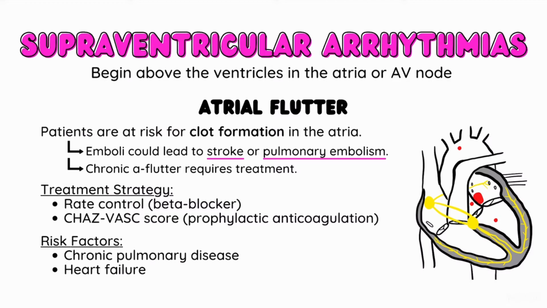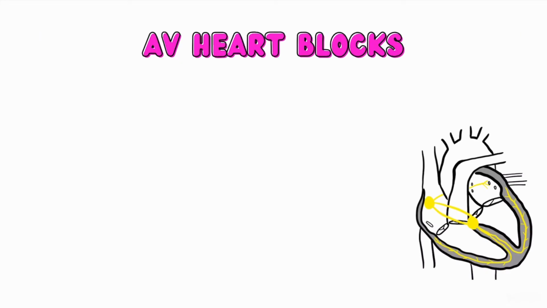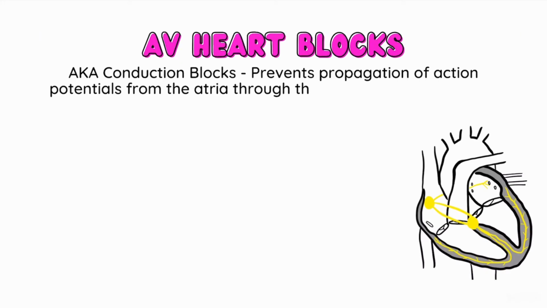Now we will move on to AV heart blocks. AV heart blocks, also known as AV conduction blocks, describe an electrical block that prevents proper propagation of action potentials from the atria through the AV node to the ventricles. Think of it like a roadblock on the highway that causes traffic.